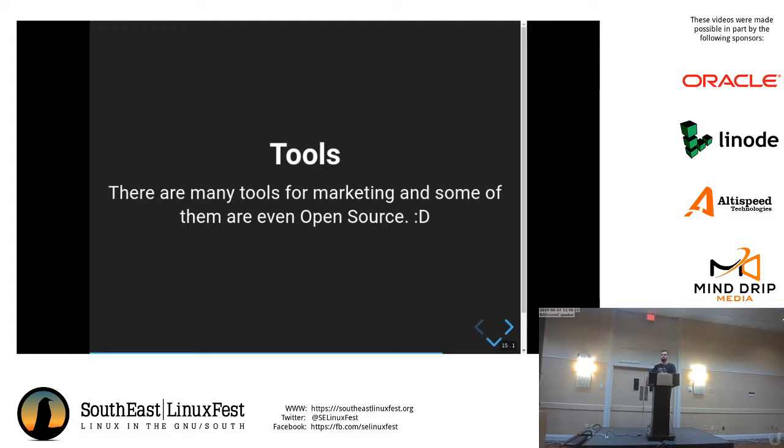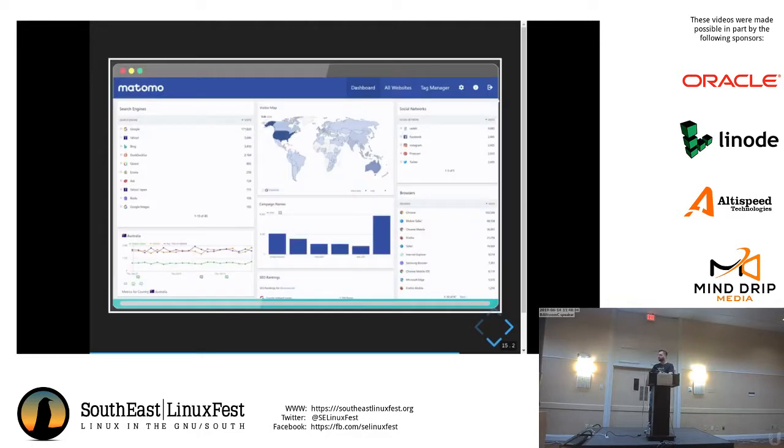There are a lot of tools for marketing. There are even open source marketing tools, and thousands of services you could use to make it easier, but those are all premium. Analytics is something that people are not aware of how important it is. Now, Google Analytics is awful, so I use Matomo, which is a self-hosted analytics platform.